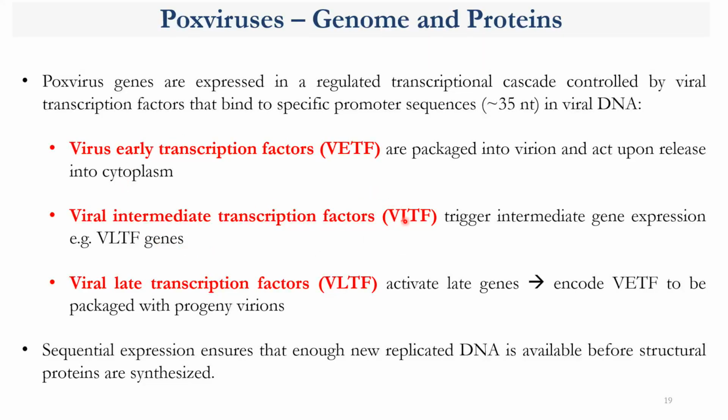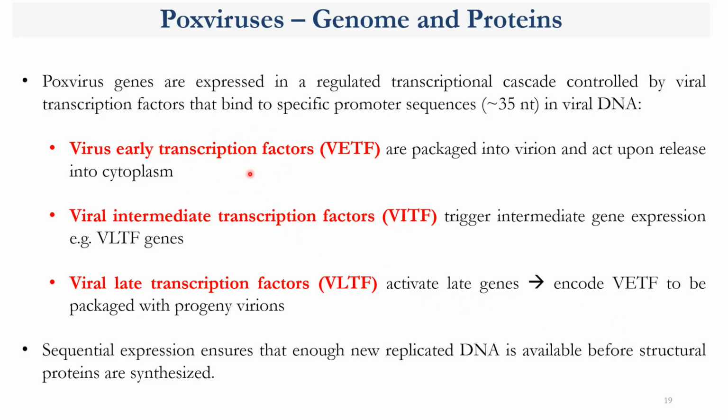Then you have your intermediate factors, and these are the ones that trigger intermediate gene expression. Okay? So your VLTF genes actually are controlled by your intermediate transcription factors. VLTF is the late transcription factors. So basically, you make your intermediate transcription factors, and this controls the transcription of your late transcription factors. Okay, so it's all linked. It happens sequentially in a cascade. These late genes then encode, again, your early transcription factors.